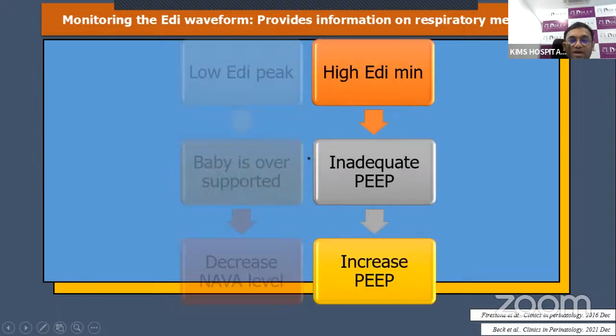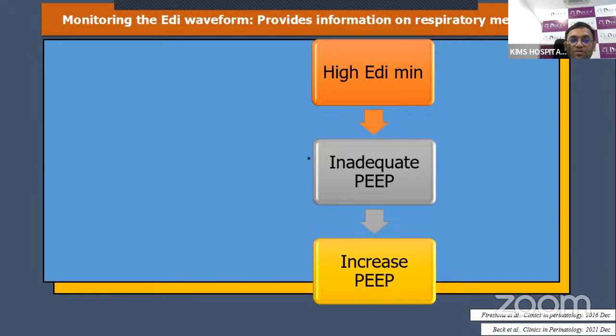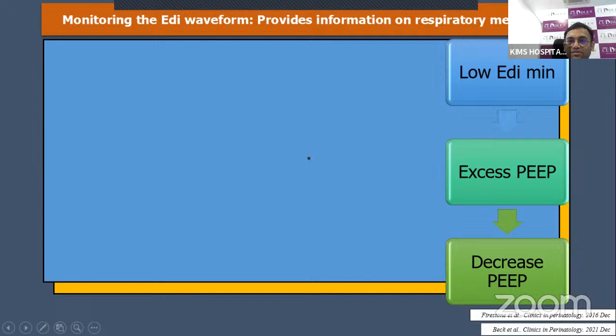The next important thing is that the EDA minimum also has an important role. As we have discussed already, the EDA minimum is the amount of tonic tone that is present in the diaphragm in between the inspirations. If you have a very high EDA minimum, that means you are not providing adequate PEEP and we need to increase the PEEP. If you have a very low EDA minimum, that means the tone is not being required for the diaphragm to maintain that contraction. So we are providing excessive PEEP from the ventilator, and we need to decrease the PEEP.